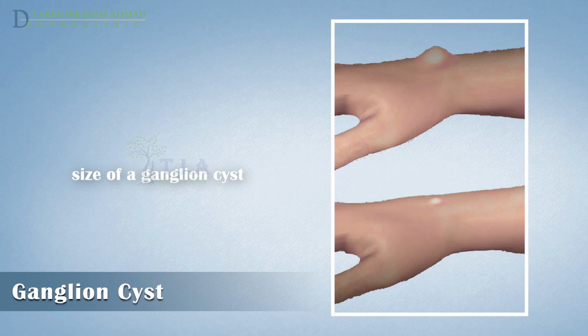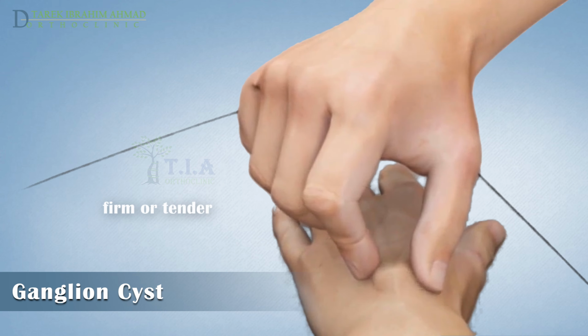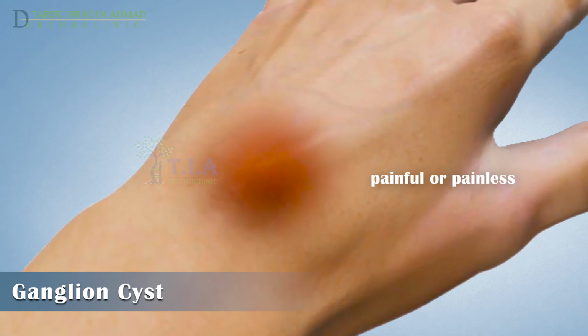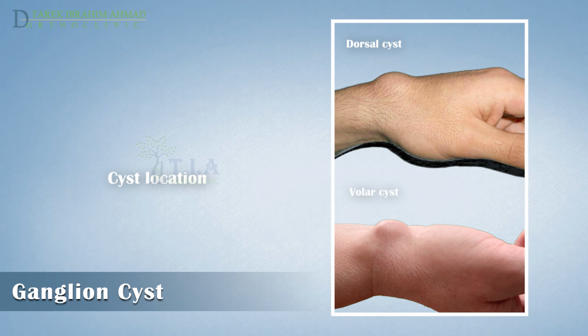Some cysts are so small that you can't see them. They are known as occult ganglions. They can also be soft or firm. They may or may not be painful. When they occur on the back of the hand, they are called a dorsal ganglion cyst, the most common location. And when they occur on the palm side of the wrist, they are called volar ganglion cysts.